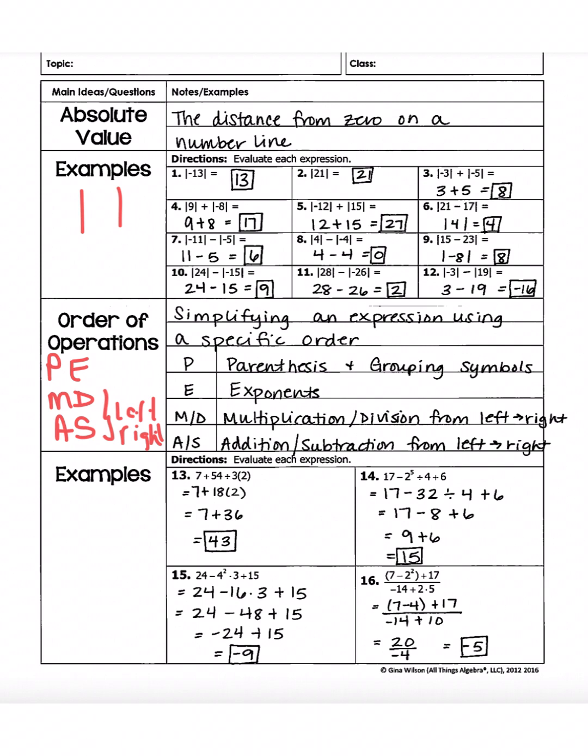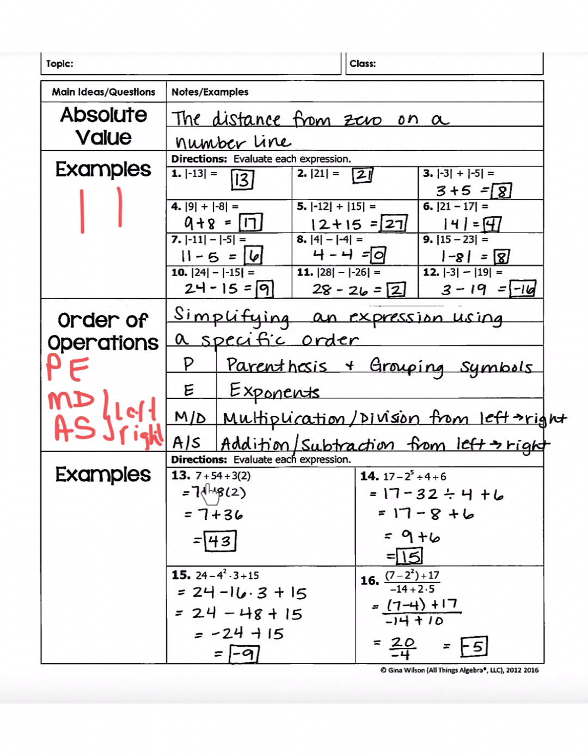P stands for parentheses or grouping symbols. E is for exponents. M and D is for multiplication or division from left to right. And A and S stand for addition or subtraction from left to right. Again, this should be a little bit of a review for us. So let's look at this first problem.